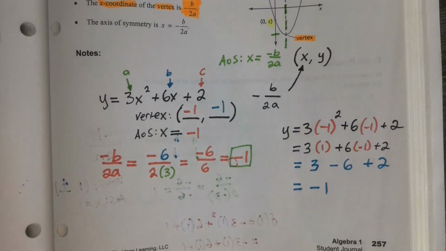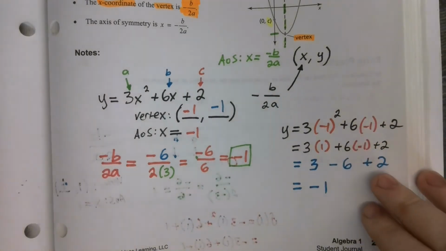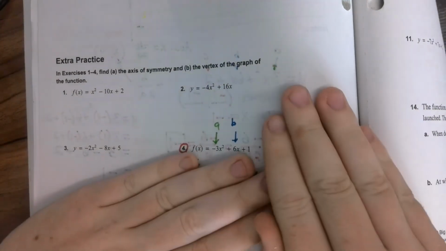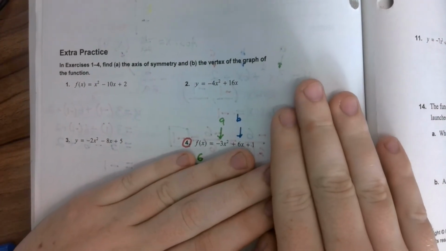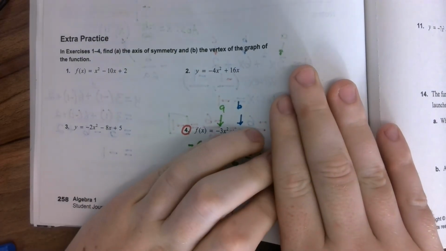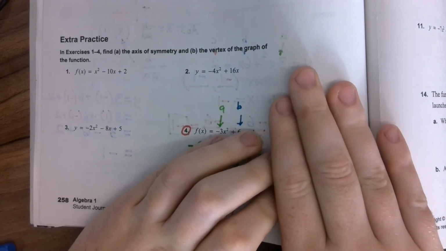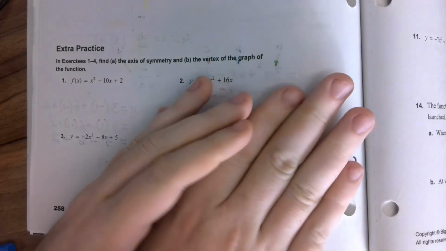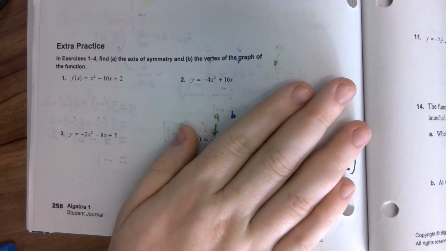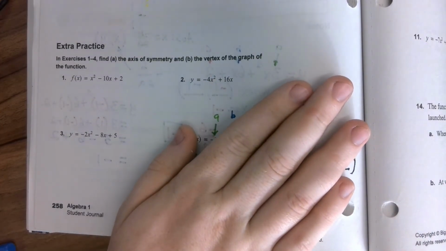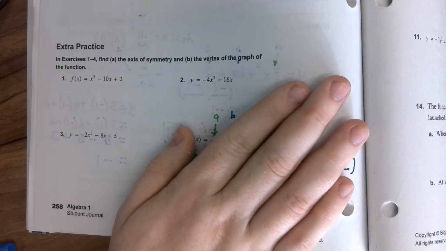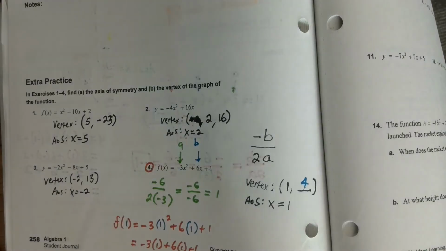All right. Here's what I'd like you to do. On the next page, there are 4 problems down near the bottom. I want you to try out these 4 problems, problems 1, 2, 3, and 4 on page 258. I will be listing off the answers on this page in just a moment. So pause the video, see if you can get the axis of symmetry and the vertex. And here are all of the answers. Check your work to see if you did them right.